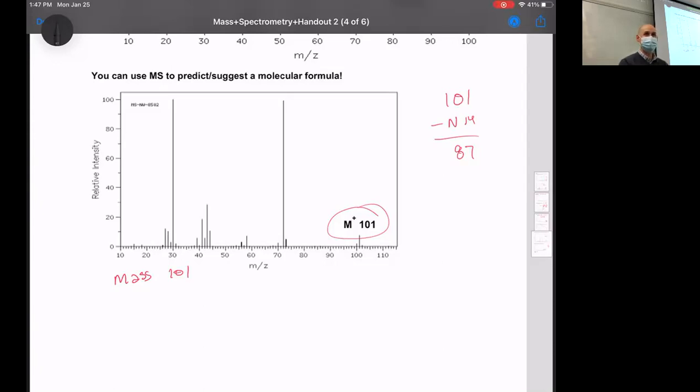1 carbon weighs 12. 2 carbons weighs 24. 5 carbons weighs 60. 6 carbons weighs 72. You can use a calculator if you need to. 7 carbons weighs 84. That's as close as I can get without going over 87. So if 6 carbons weighs 72 and 7 carbons weighs 84, which do you think is more likely for this? Either is possible. 72, because you still got to count the hydrogens, don't you? Yeah, you still have to count some hydrogens. So 72 is reasonable, 84 is possible.